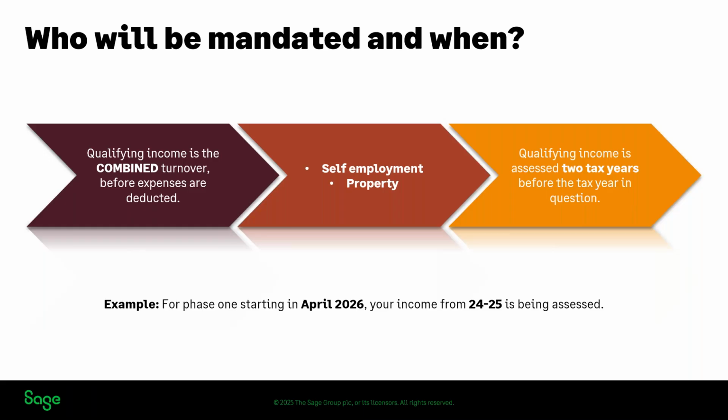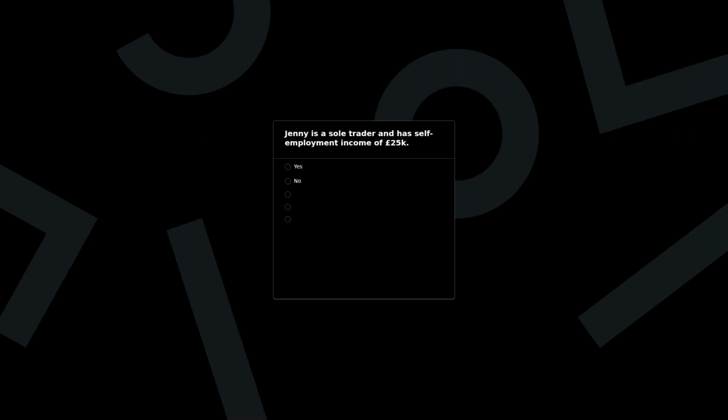Okay, so we'll launch the first one. So Jenny is a sole trader and has self-employment income of 25,000. Will Jenny have to comply by April 2026? Simple yes or no. What do you think? You can pop your vote in there for me. Again, just to test your knowledge a little bit on what we've just discussed.